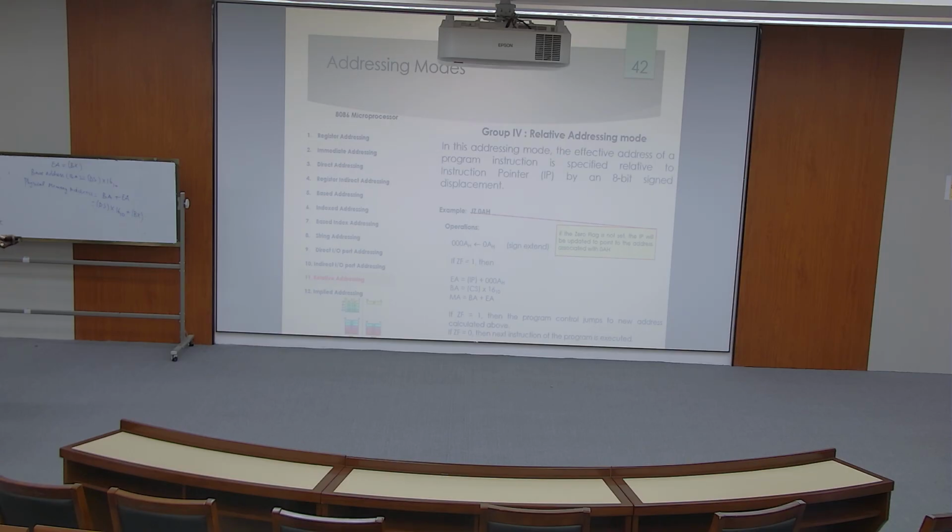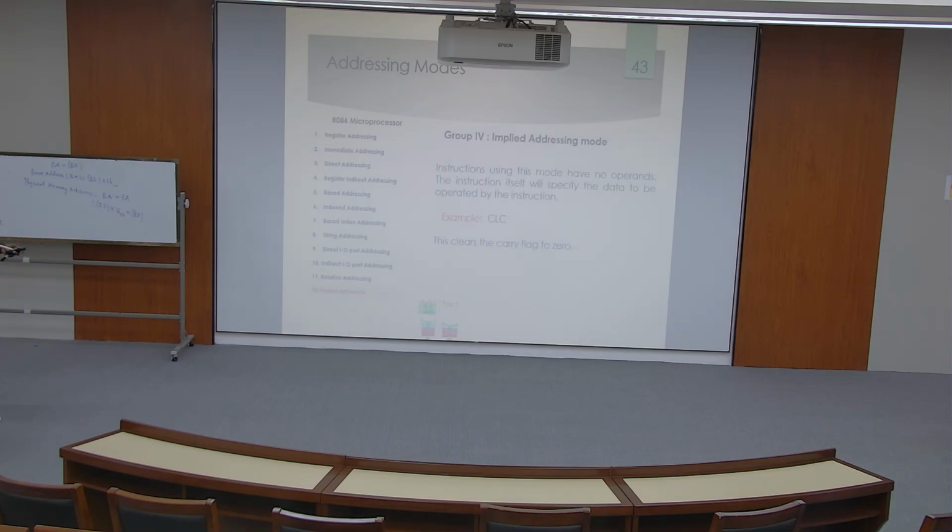Then we have relative addressing. In this mode of addressing, we also need to find the effective address. The instruction needs to be specified and needs to be relative to the instruction pointer. We have, for example, the zero flag. If this condition is not satisfied, the next instruction of the program will be executed. If it is satisfied, it needs to jump to the new address calculated by the program.